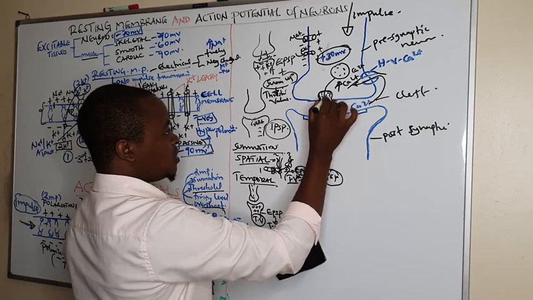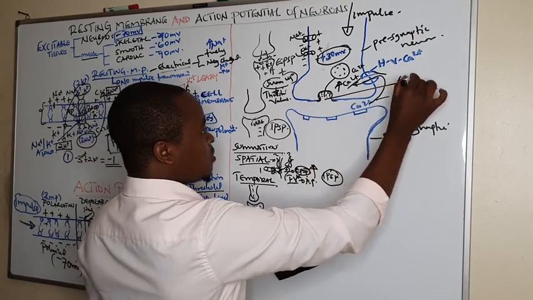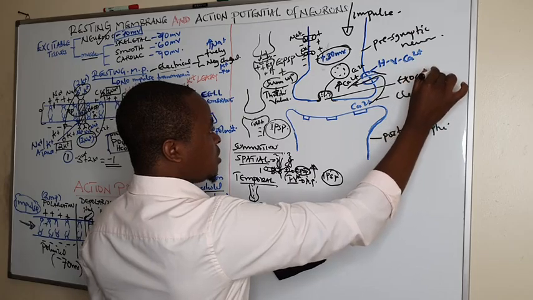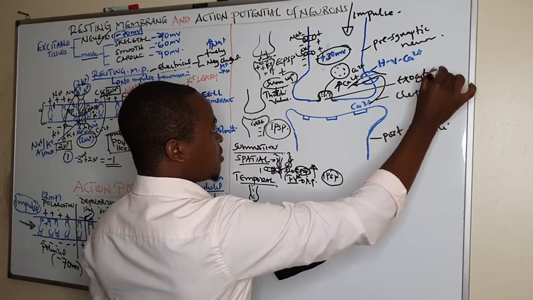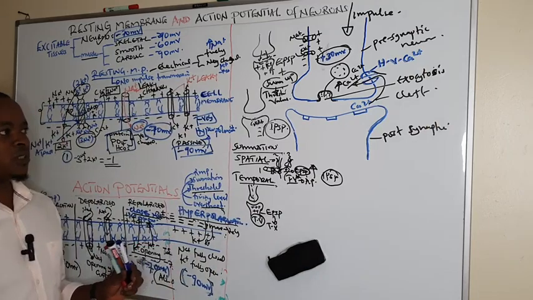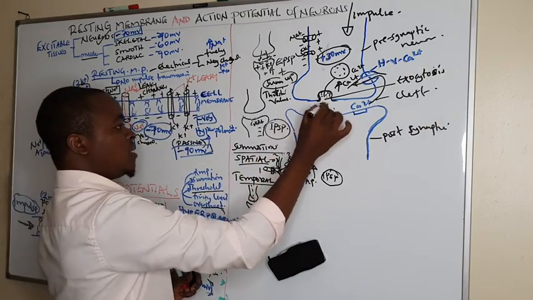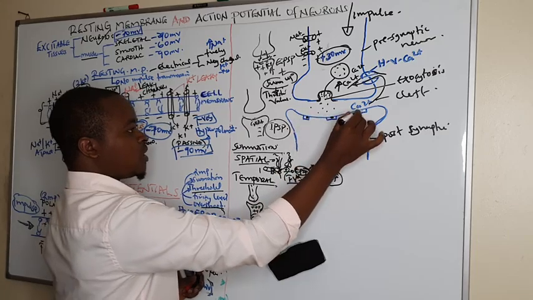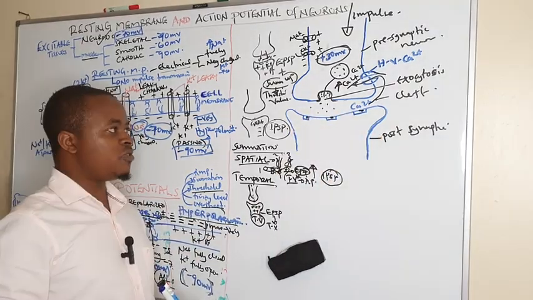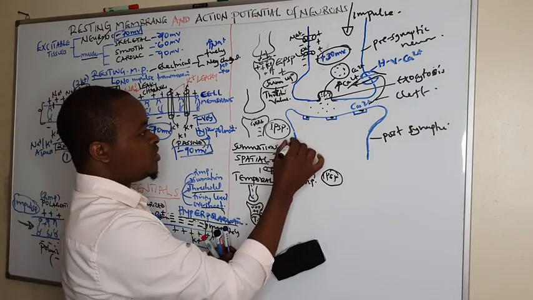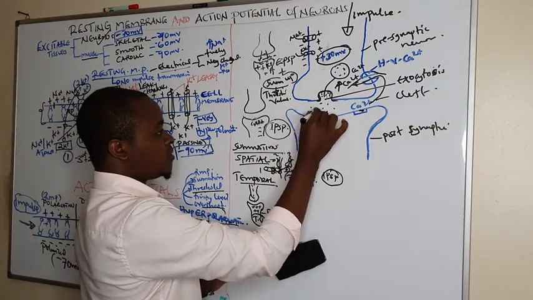by exocytosis. They are released by exocytosis into the cleft, whereby they come and attach to the receptors on the postsynaptic neuron, and when they attach, they lead to the influx.